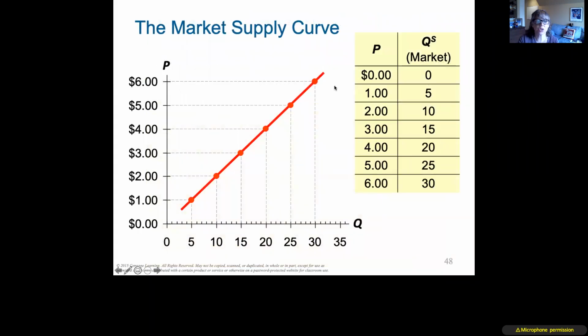We can translate this just like we just translated the one curve into the market supply curve. Plotting the dollar, 0, 0. Probably should look that all the way down here. $1, 5. There's your first point right there. $2, 10. $3, 15. $4, 20. $5, 25. $6, 30. Make a nice little chart.